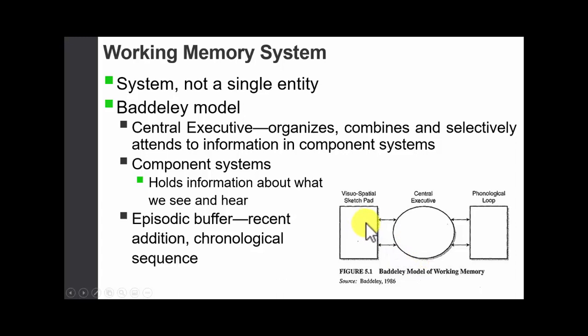Now, as far as the component systems, again, at least in the original model, and I'll come back to that idea in a second, the visual spatial sketchpad was basically the form of working memory where we either consider the spatial relationship of objects or we consider what something might look like in a visual representation, hence the name visual spatial.